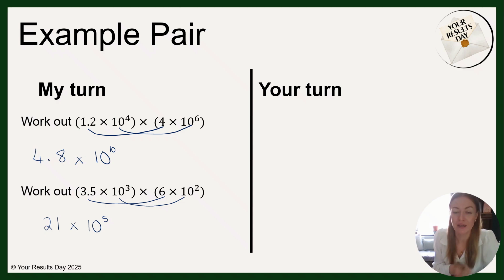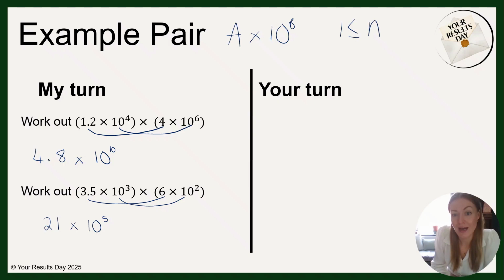That's the sort of time in today's lesson where you might require one. There's a problem with this answer though. 21 times 10 to the 5 is not correct standard form because the 21 is greater than 10. Just a reminder that our standard form should be written like this, where A is between 1 and 10. 21 doesn't fit that. So then we do an adjustment.